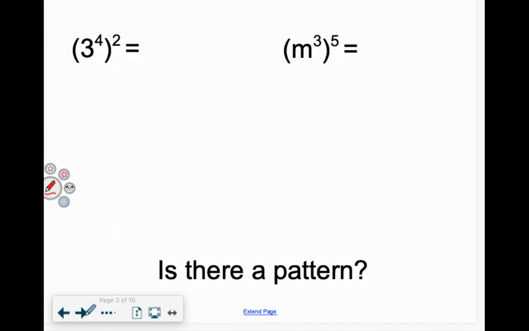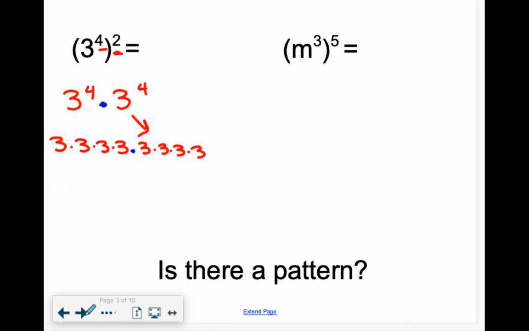So to start, we look at these two problems and we want to see if there's a pattern. Notice we have 3 to the 4th power in parentheses, and then it's raised to the 2nd. So this is that idea of a power to a power. This 2 is saying we have 2 of these, so 3 to the 4th times 3 to the 4th. And if I break down 3 to the 4th, it's really 3 times 3 times 3 times 3, then times 3 times 3 times 3 times 3. That's that problem broken down.